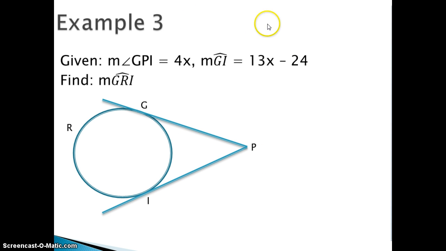So in this problem here, we have that GPI, this angle right here, is 4x. GI, this minor arc, is 13x minus 24. And we want to know the measure of GRI, the major arc. So because I've got a tangent-tangent angle and a minor arc, I know that these have to add up to 180.